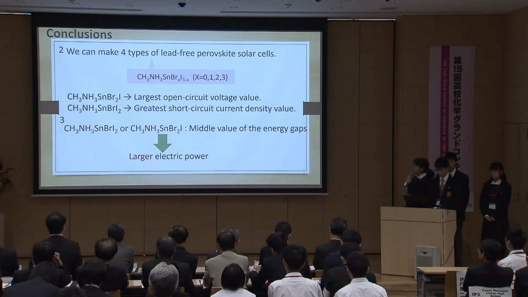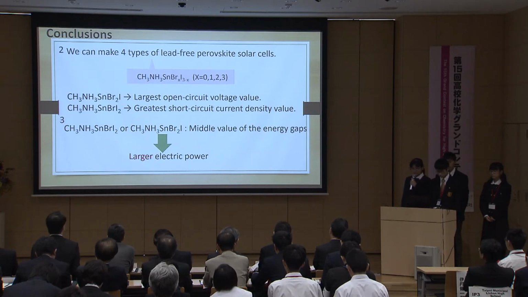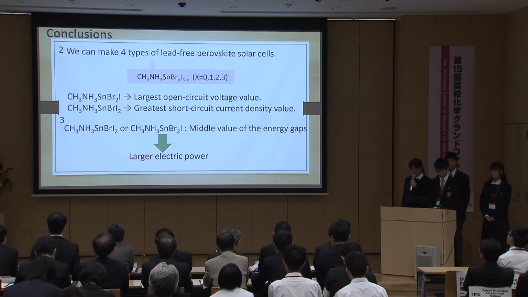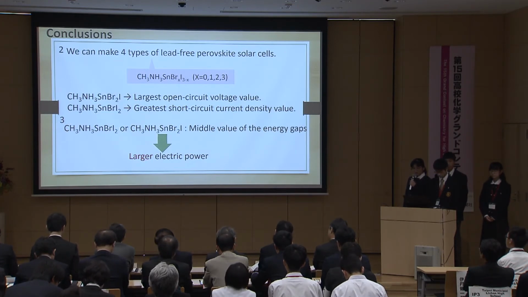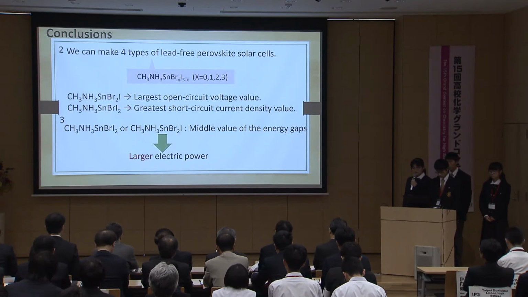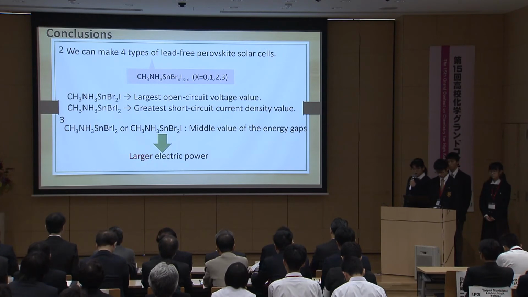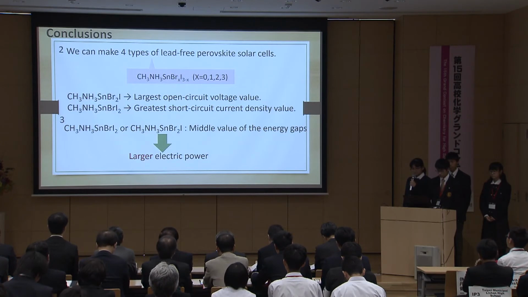Third, we can ascertain that there is some relation between HOMO-LUMO energy gaps and the voltage and current in the lead-free perovskite solar cells. The larger the energy gap is, the larger the open circuit voltage value and the short circuit current density value the device marks. For these reasons, we guess that the devices with SnBL-I2 or SnBL-2I, which have the middle values of the energy gaps, have the larger electric power.